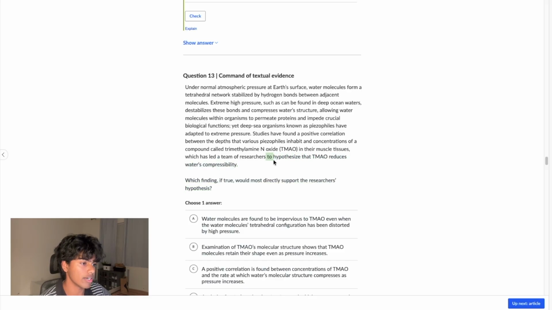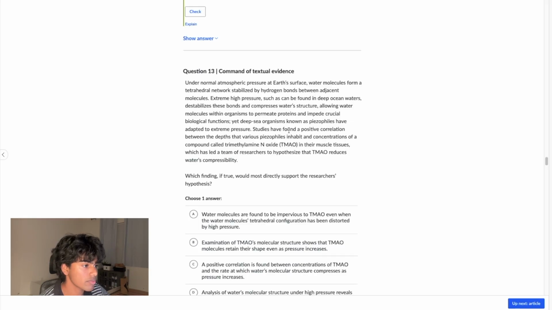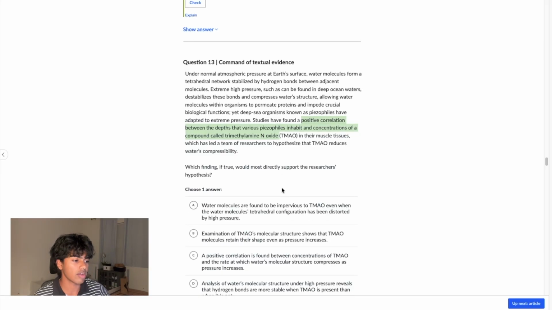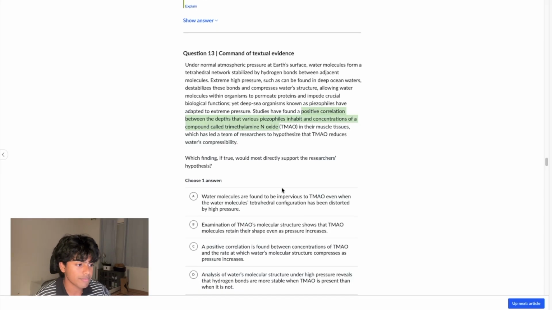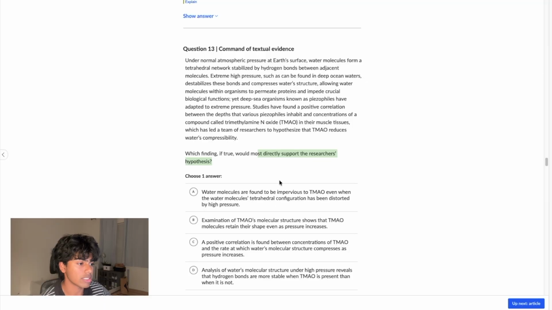Hypothesize that TMAO reduces water's compressibility. Again, these long scientific ones, they're trying to mess you up, because who knows about water's compressibility? But we can just think, okay, water forms blah, blah, blah. Hypothesize, okay, a positive correlation between the depths that they inhabit and the concentrations of a compound called that. Hmm. So which would support the hypothesis?